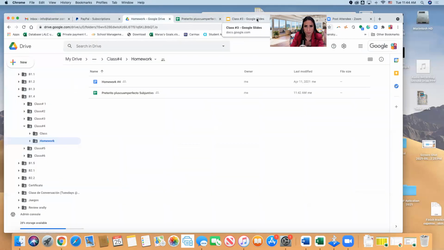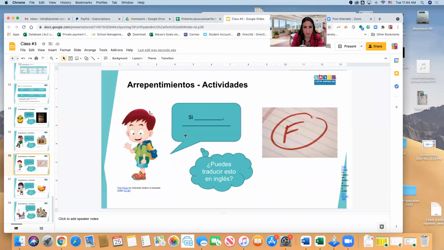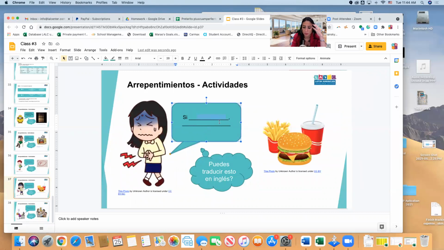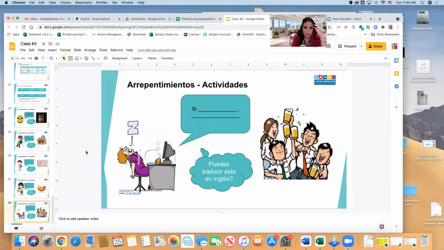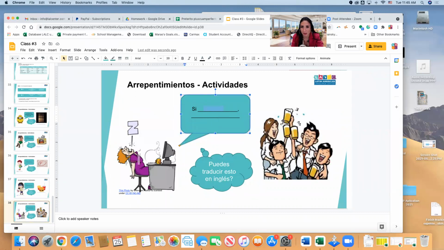So then what else? Si hubiera estudiado, this is easy. If I would have studied, I would have passed the exam. If I had studied, si hubiera estudiado, habría pasado el examen. Si hubiera comido mejor, me habría sentido bien. Then, arrepentimiento is another one. Si no hubiera ido al happy hour, ahora no estaría durmiendo.